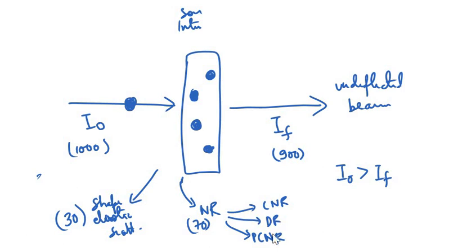Now we are basically interested in the study of these 100 nuclei, where we see that 30 have undergone elastic scattering and the rest have undergone nuclear reaction or absorption. So this is basically your absorption effect.